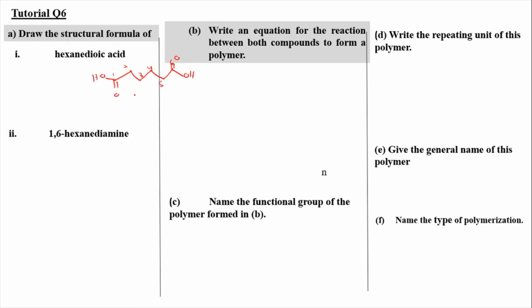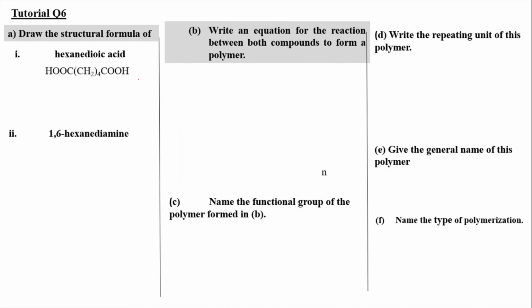Okay, so you can draw it like this, or you can also draw it in terms of the condensed structure, which is COOH, and then you have 1, 2, 3, 4, CH2 times 4, and then you have COOH here. So that is why you get COOH(CH2)4COOH. You can also draw it in terms of this condensed structure if you find it easier for you.